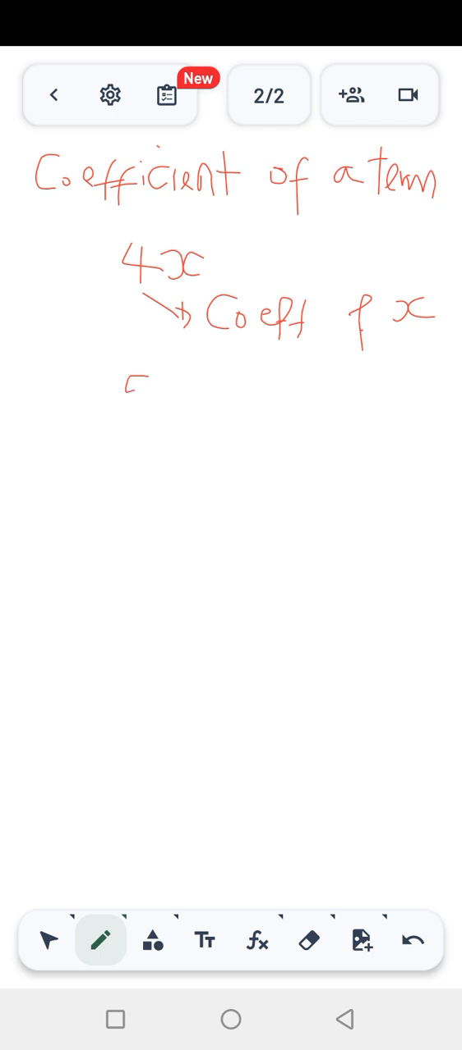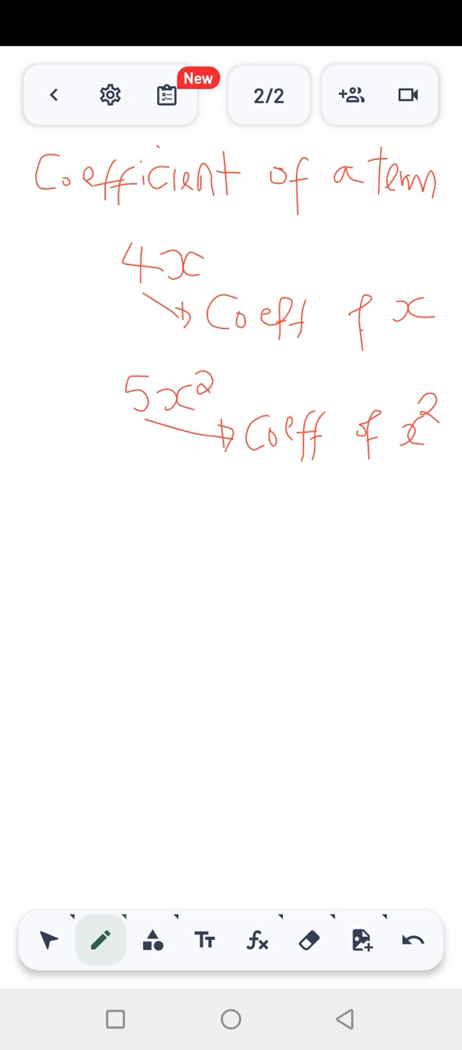Even if I write 5x square, the 5 here is a coefficient of x square. So a coefficient is nothing but a number that stays before a letter. For a constant term, we don't have a coefficient. A constant term is just constant, no coefficient. You only find coefficients if you have a letter with a number in front of it. That number is what we call the coefficient.